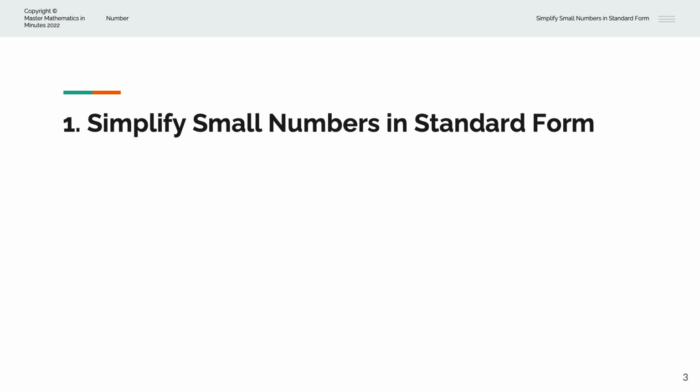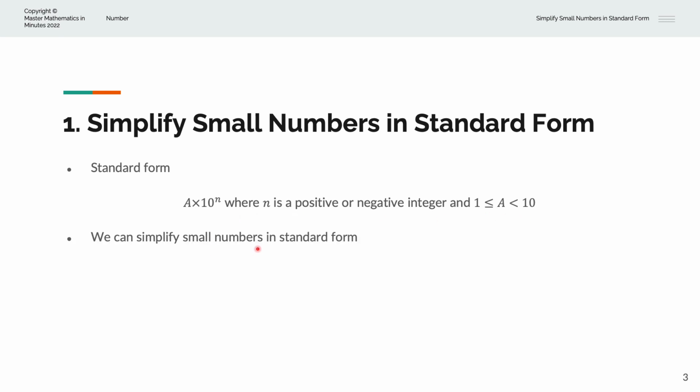So, how do we simplify small numbers in standard form? Recall the definition of standard form is where we can state numbers as a times 10 to the power of n, where n is a positive or negative integer, and a is greater than or equal to 1 and less than 10. So we can simplify small numbers in standard form.